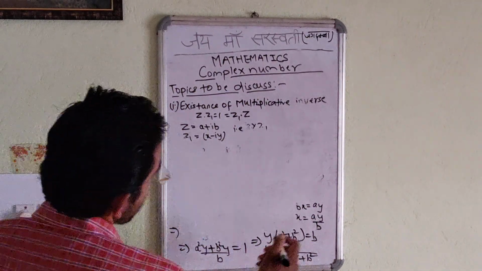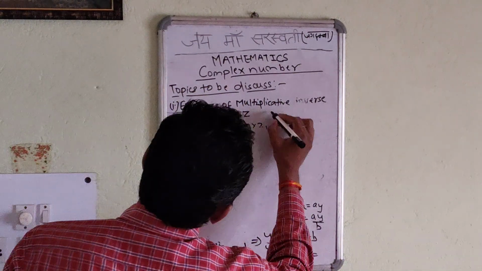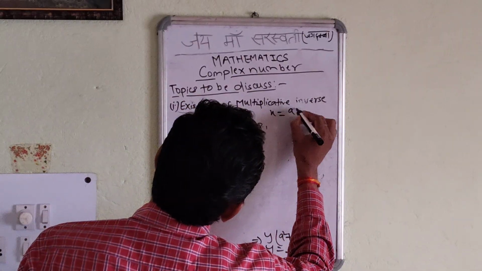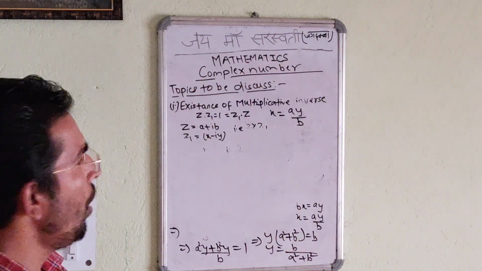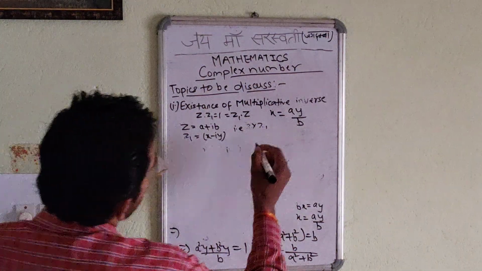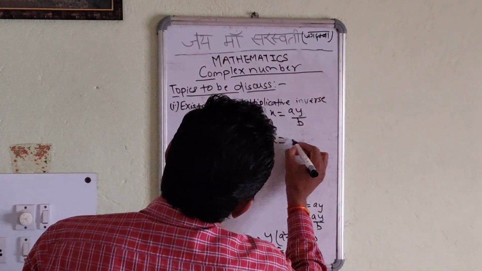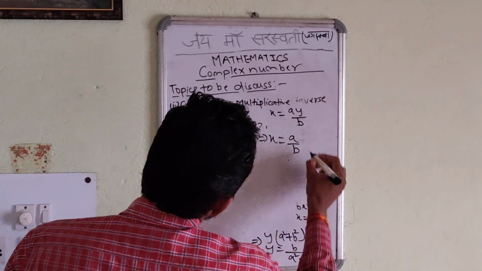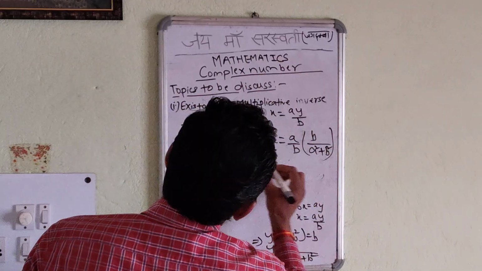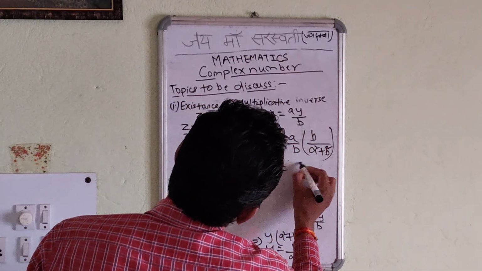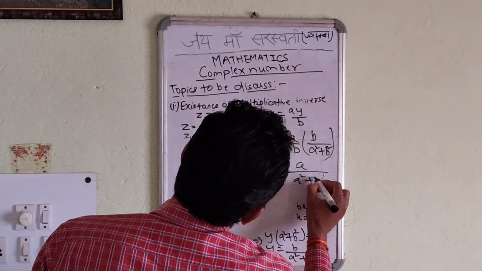So we have written here x is equal to ay by b. Regarding y, we will substitute the value of y here. So x is equal to a by b into y, where y is b by a square plus b square. So x is equal to a by a square plus b square.